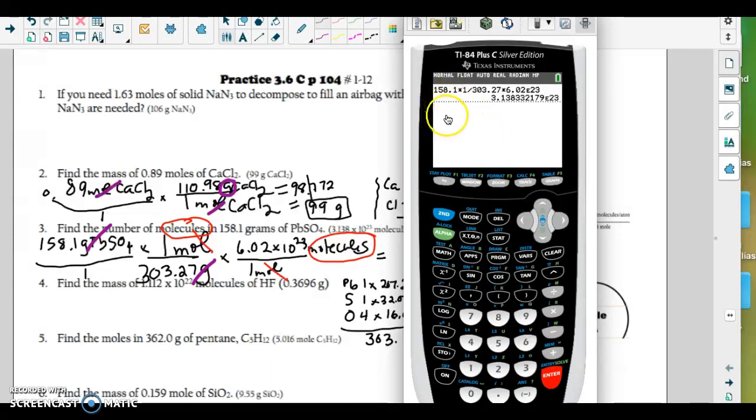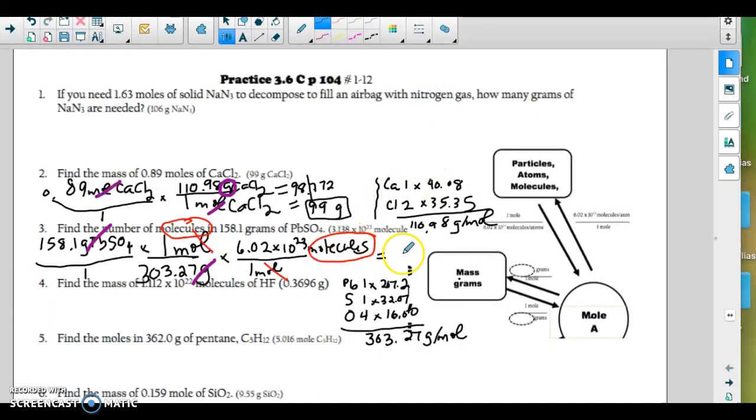And then I want to do my significant figures. So I have 4 here. So I can have 4. So 1, 2, 3, 4. And then I'm going to cut between the 8 and the 3 right there. And I'm not going to round up because it's not greater than 5. So my answer is going to be 3.138 times 10 to the 23rd molecules. And it'd be nice if I circled my answer, which I did over there too.